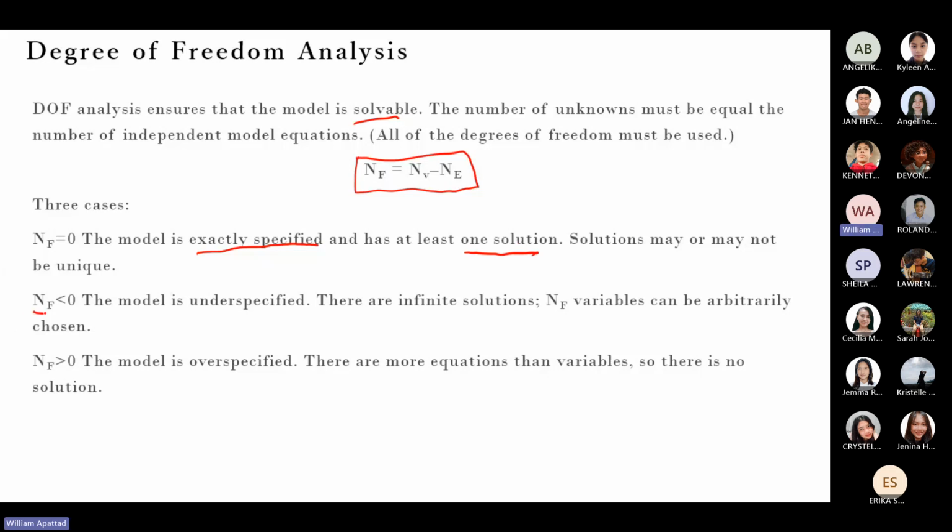So, if NF is less than 0, the model is underspecified. Baka may kulang. Okay? May kulang sa given. Okay? So, there are infinite solutions. So, NF variables can be arbitrarily chosen. Okay? So, pwede tayong mag-choose ng choose arbitrarily kapag ganito ang meron. Okay? If NF is greater than 0, the model is overspecified. So there are more equations than variables, so there is no solution. Okay? All right.